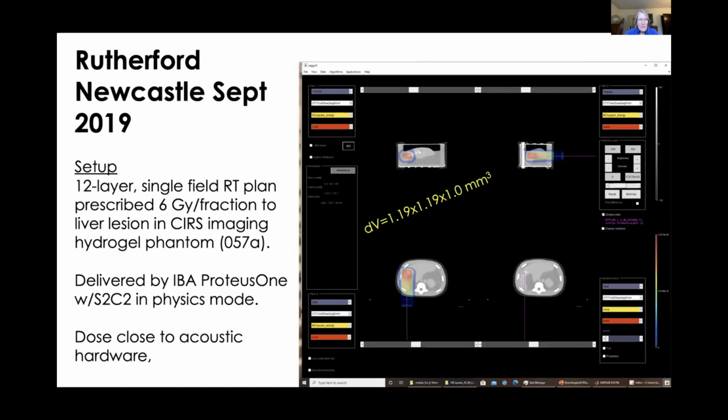The setup we had in Newcastle, UK, so in the last few years, the United Kingdom has installed many proton therapy systems, and the Rutherford Cancer Centers have installed several of IBA's synchrocyclotrons.